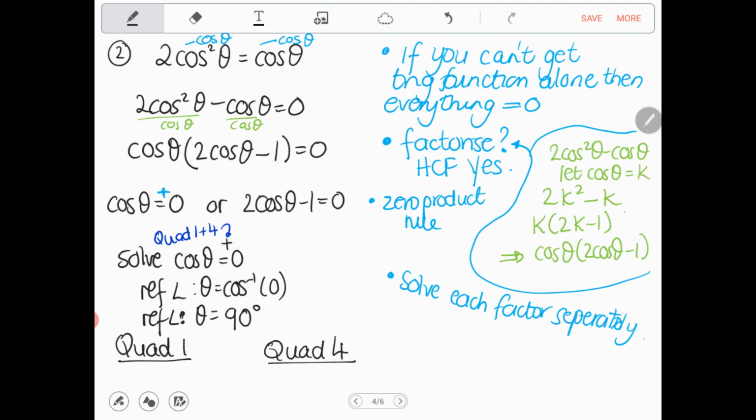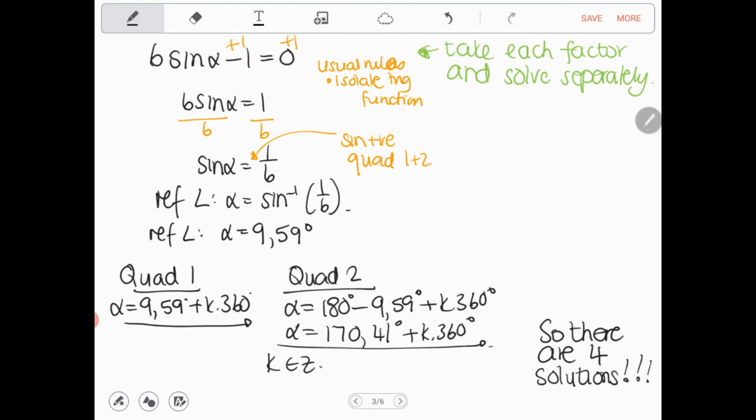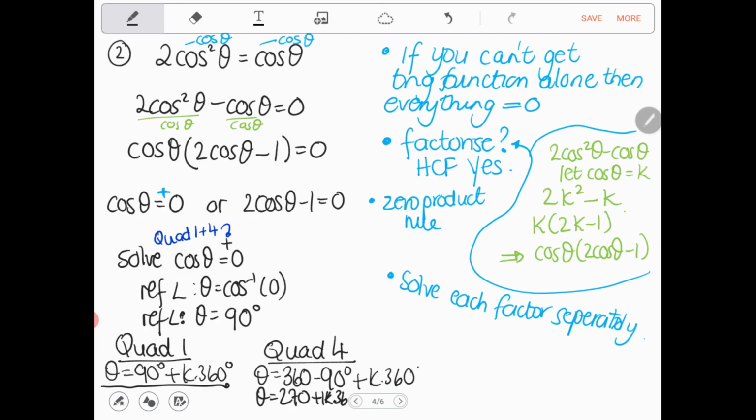Quadrant 1 is your reference angle, so theta is equal to your reference angle plus k lots of 360. Quadrant 4, theta is 360 minus your reference angle plus k lots of 360. So that's already sorted, and this one is going to be 270 plus k lots of 360. And remember, k is an element of z.